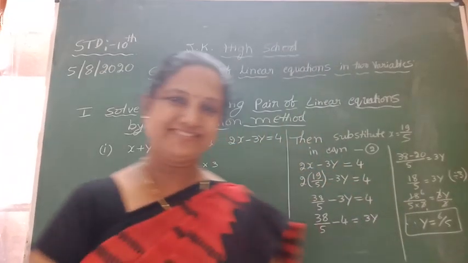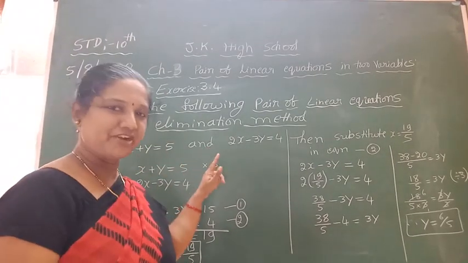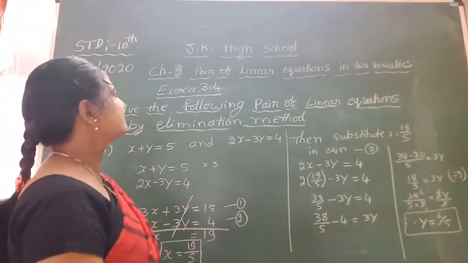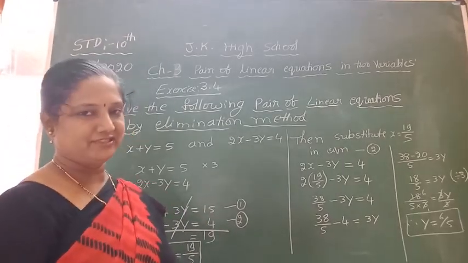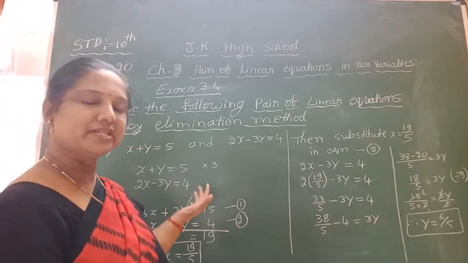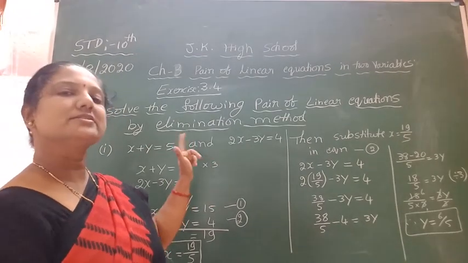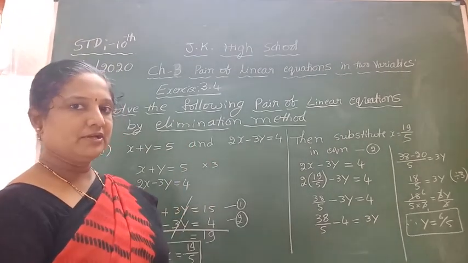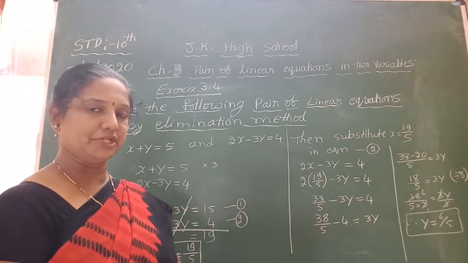Hello children, today I am going to continue chapter 3, pair of linear equations in two variables. In that, three methods are there actually. They have eliminated two methods. So, elimination method is there. That elimination method, exercise 3.4. So, the exercise 3.4 we have to solve by elimination method.